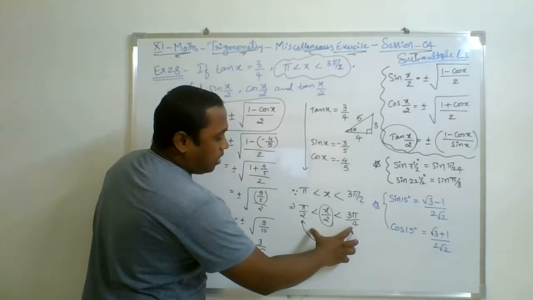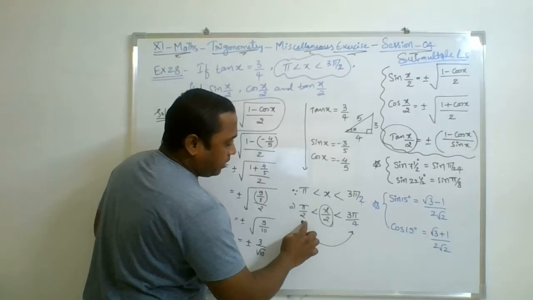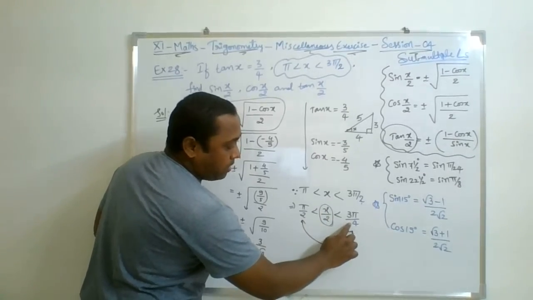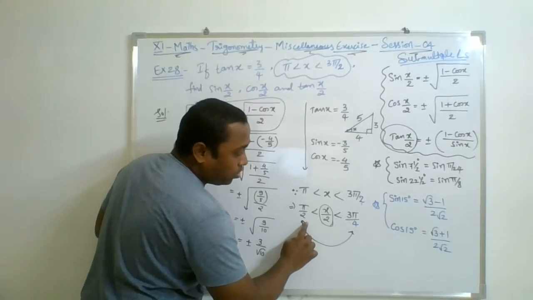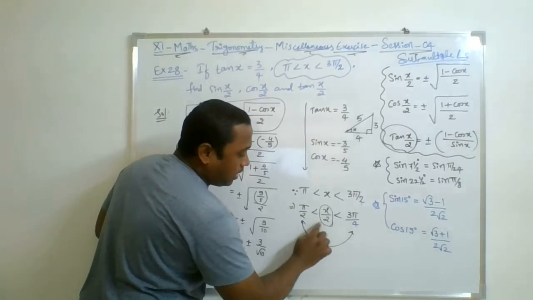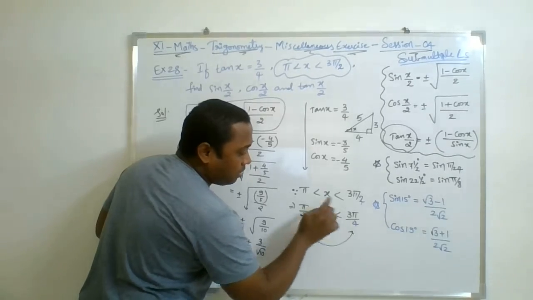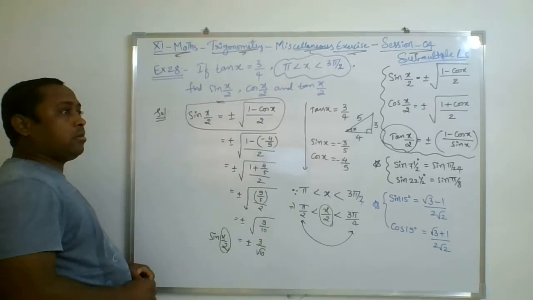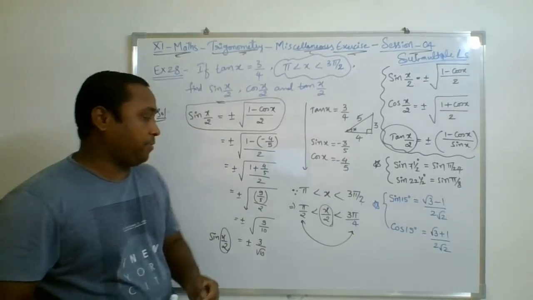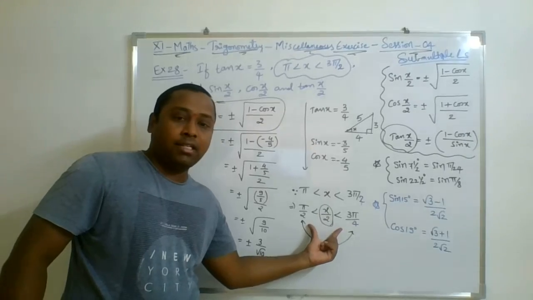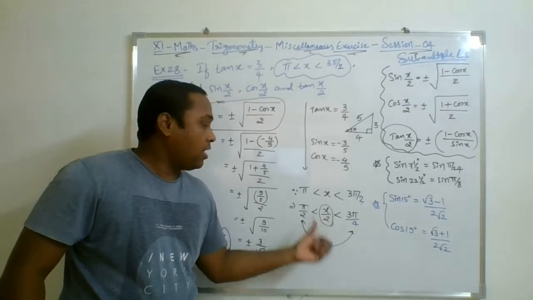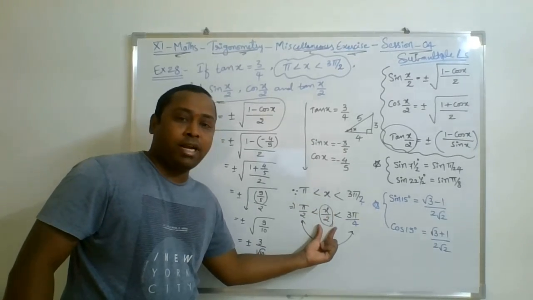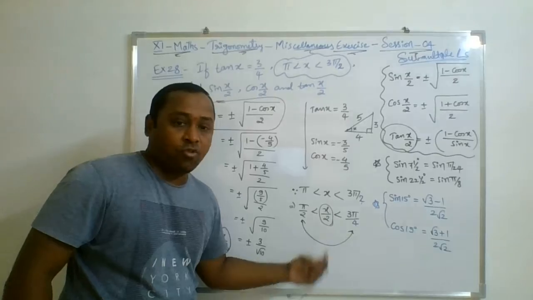Here the angle x by 2 lies between pi by 2 to 3 pi by 4, यानी कि 92, which is greater than 90 but less than 45 into 3, that is 135. So ultimately it lies in the second quadrant. Angle x lies in third quadrant, but x by 2 angle lies in the second quadrant.